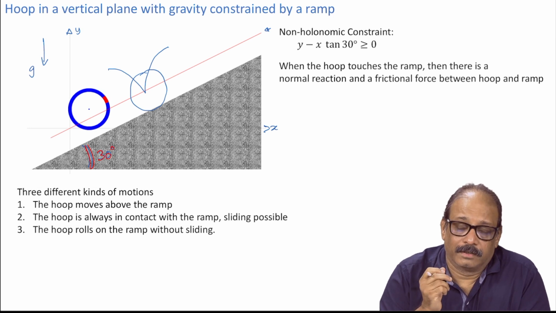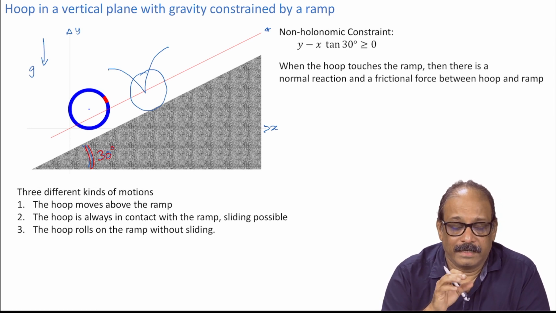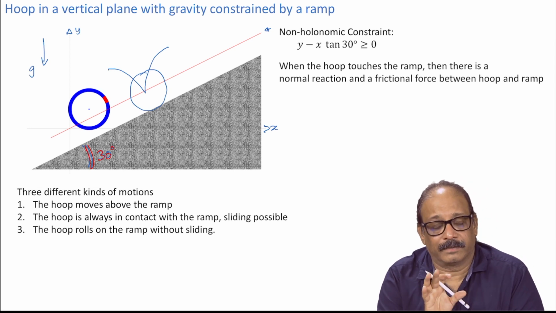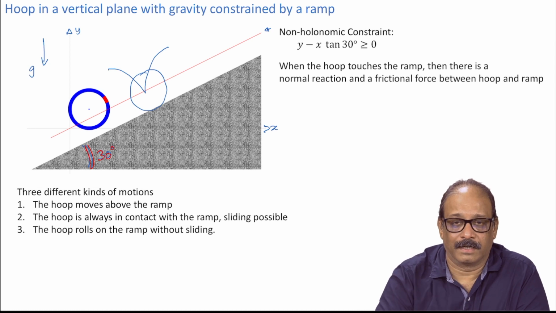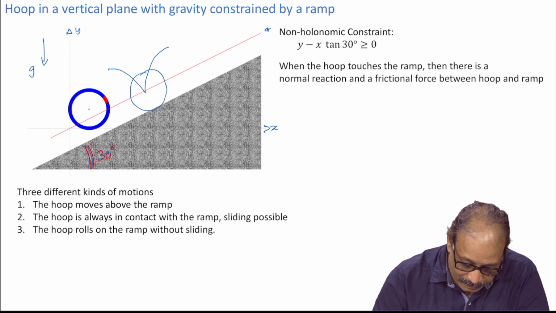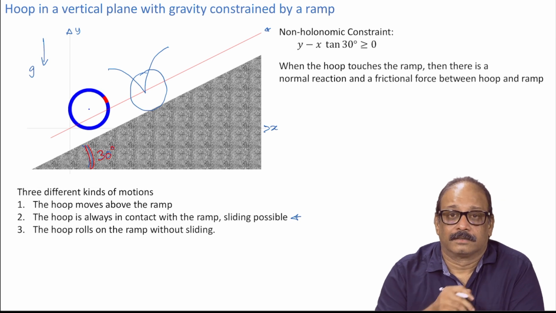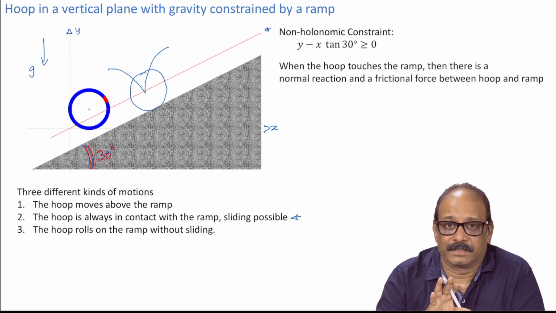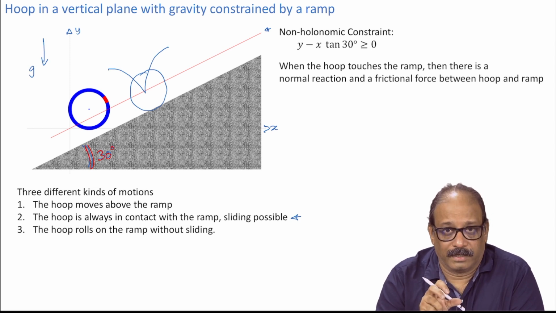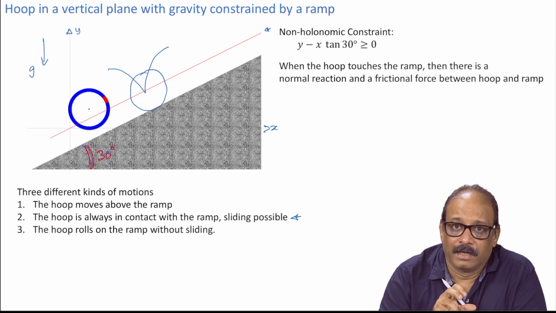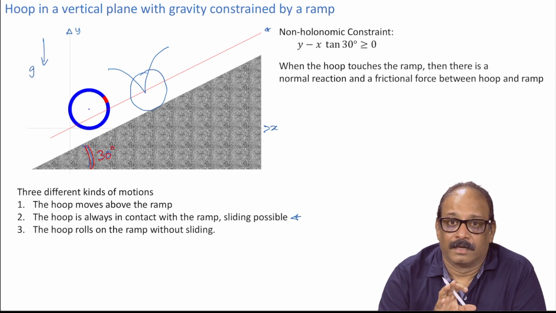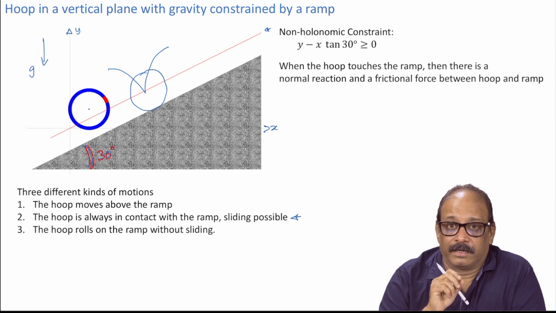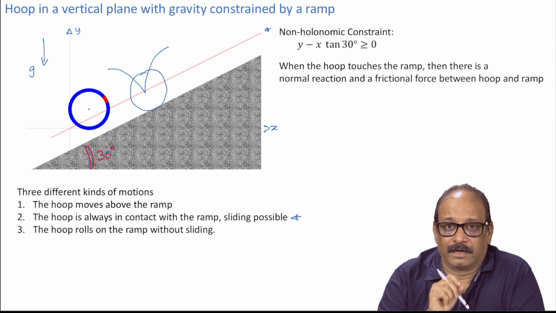The other motion which is of interest to us is when the hoop stays in contact with the ramp all the time. That is, it sort of rolls up and down and possibly even slides. Okay. So, the friction is not large enough. If the friction is not large enough, and also if the initial conditions are not set properly, then the rolling is not possible. Remember, however large the friction is, it crucially depends on the initial conditions.